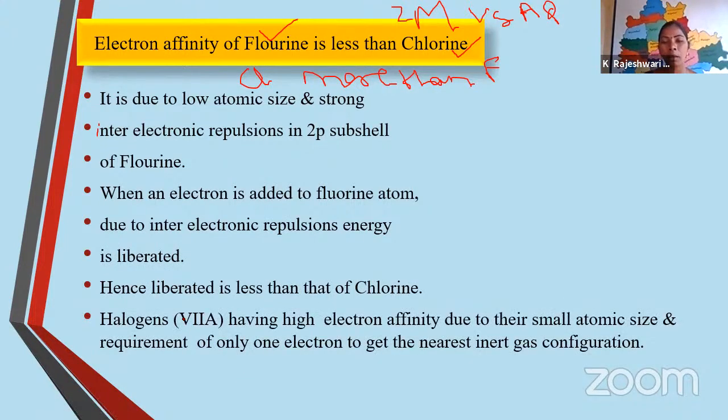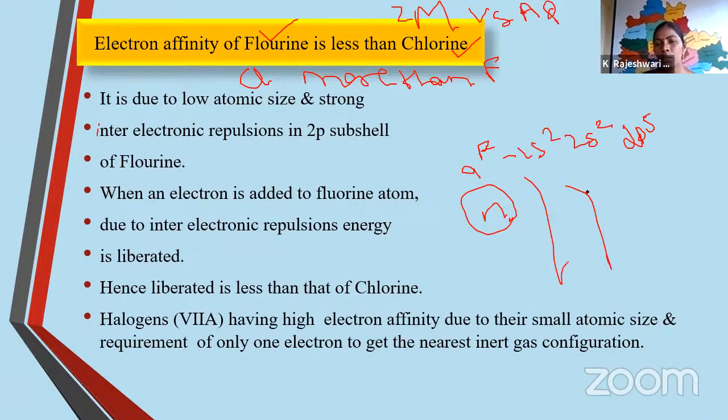That's why halogens have high electron affinity, due to their smaller size and only one electron needed to reach the nearest noble gas. Suppose you take a fluorine atom. The atomic number of fluorine is 9, so the configuration is 1s2, 2s2, 2p5. In the second shell of fluorine, there are 5 electrons in 2p, so totally 5 electrons are filled up here.